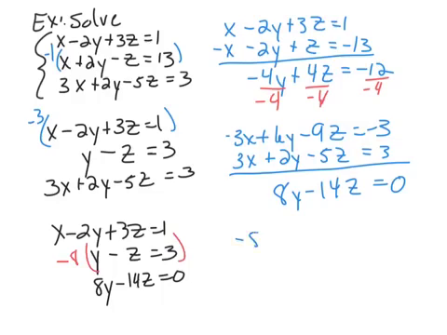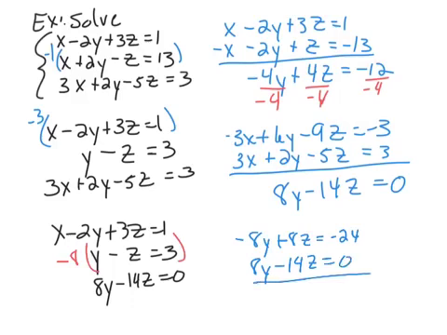That yields me negative 8y plus 8z is equal to negative 24. And I haven't changed the bottom guy. Negative 14z is equal to 0. So he's going to end up being 8 minus 14, that's negative 6z is equal to negative 24. From here I can solve for z because I can divide both terms by negative 6. And on the next slide, I'm going to write the entire system again.